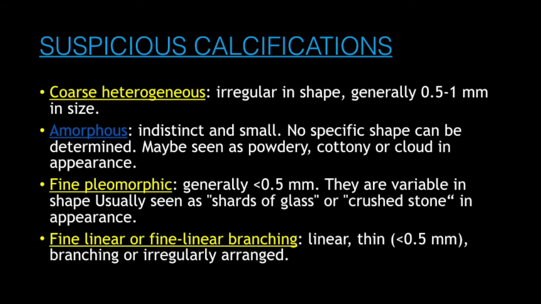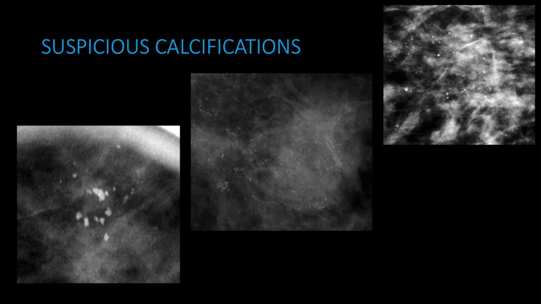Fine pleomorphic calcifications are generally less than 0.5 millimeter. They are variable in shape, usually seen as shards of glass or crushed stone appearance. Fine linear or fine linear branching calcifications are linear, thin, less than 0.5 millimeters, branching or irregularly arranged. So these are some examples of suspicious calcifications. This one is amorphous calcification, the next one is fine pleomorphic.